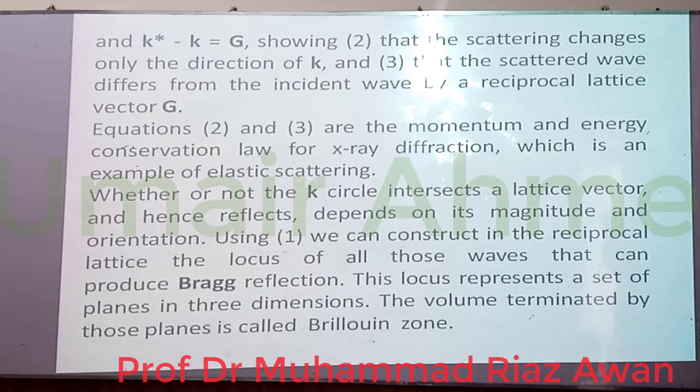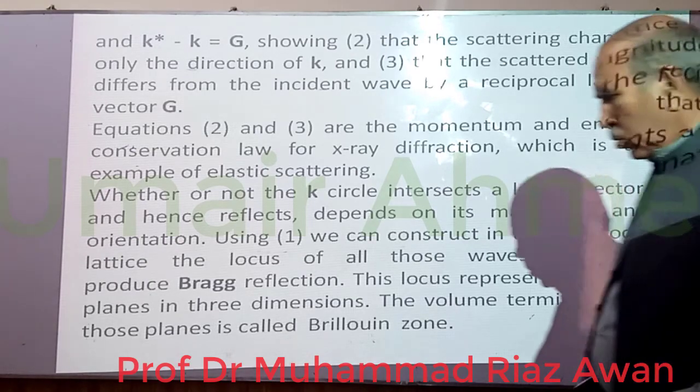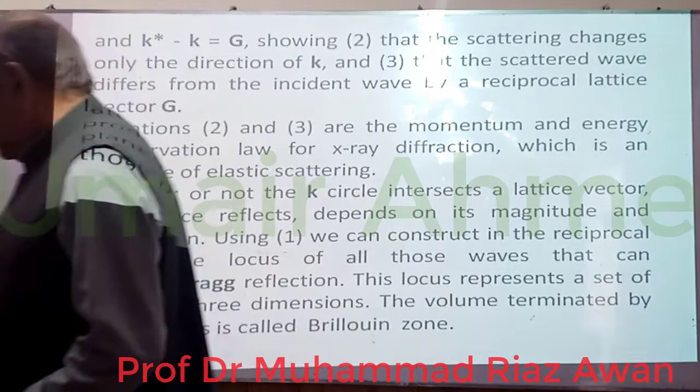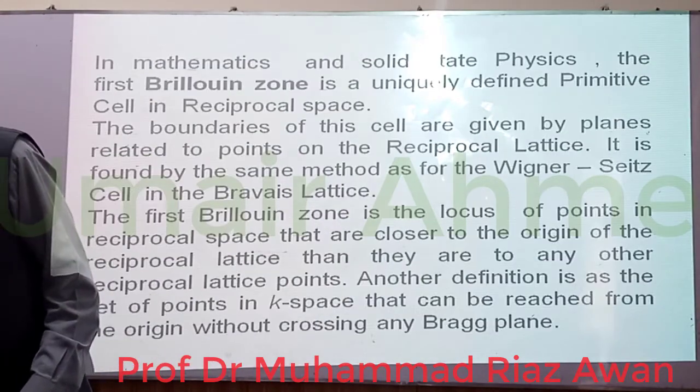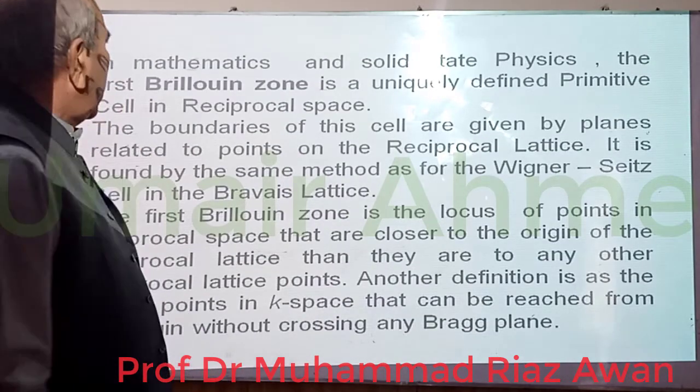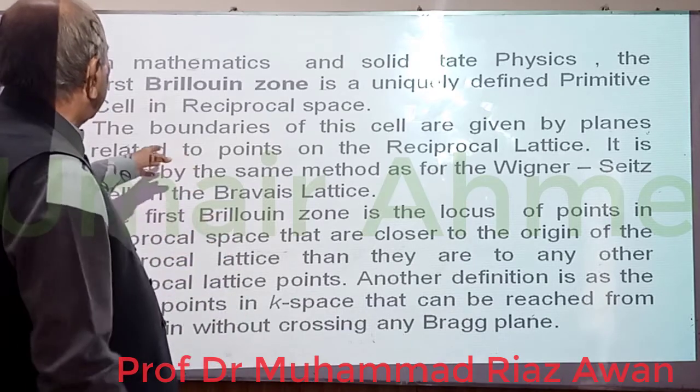Using this, we can construct the reciprocal lattice, the locus of all those waves that can produce Bragg's reflection. This locus represents a set of planes in three dimensions. The volume terminated by these planes is called the Brillouin zone. So you can see, exactly similar to what we have done in the Wigner-Seitz cell, we will do in the Brillouin zone.